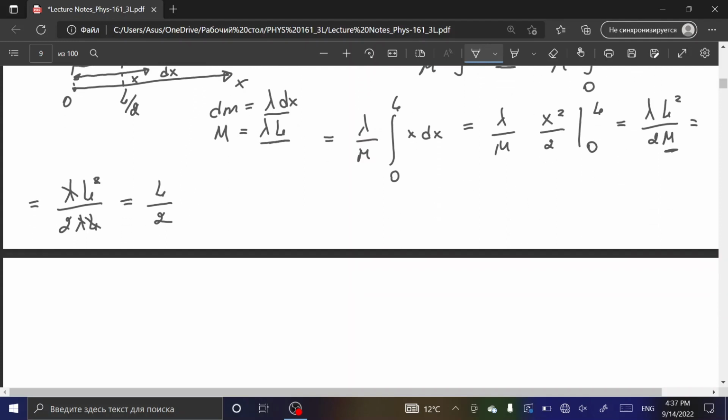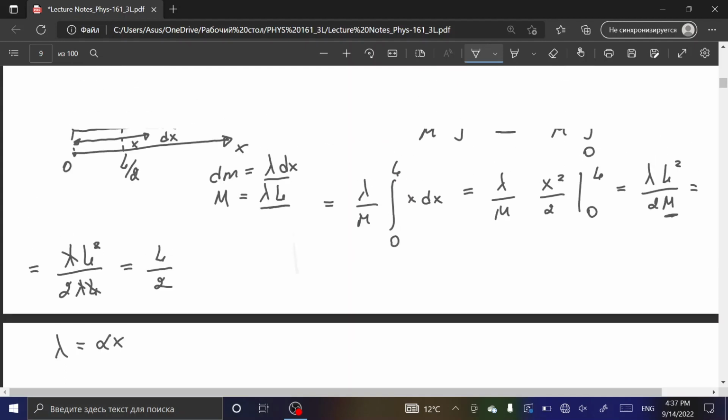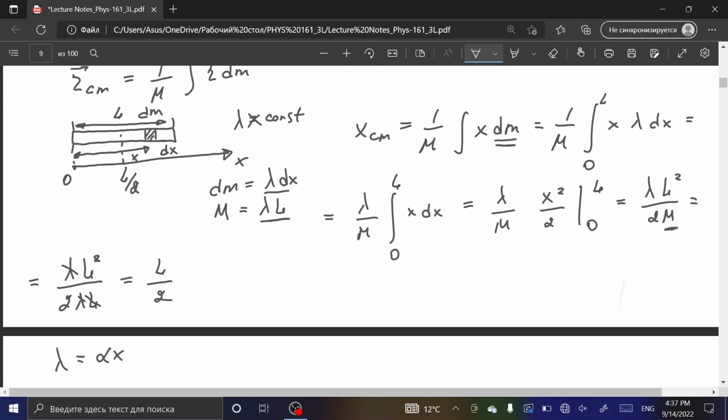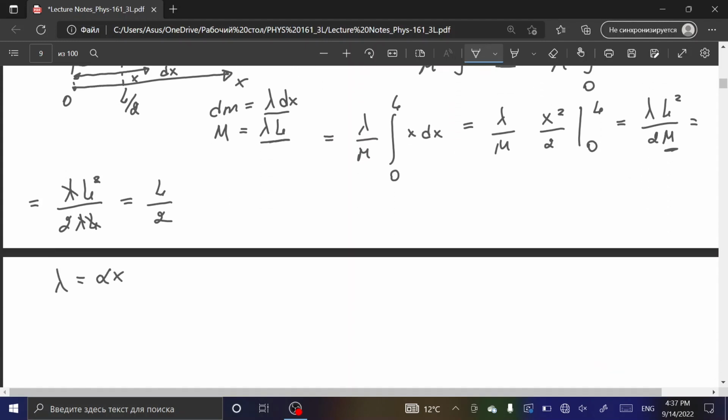Let us assume here that lambda is some linear function. It's some coefficient alpha times x. What does it mean? It means that as we go along axis x, the linear density of this rod linearly increases according to this equation. Lambda is equal to alpha times x.